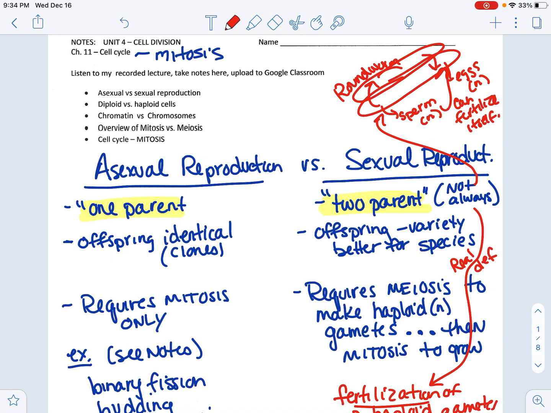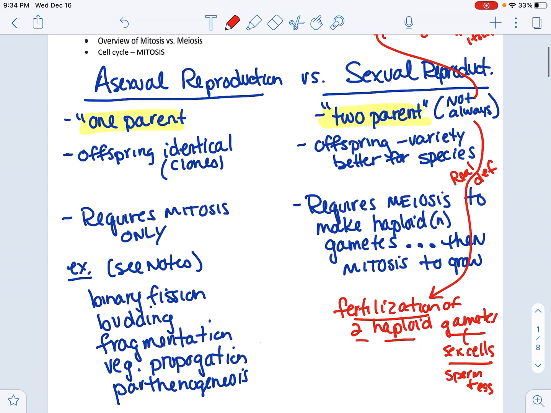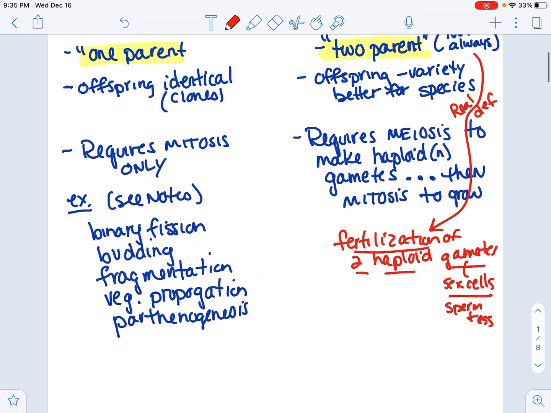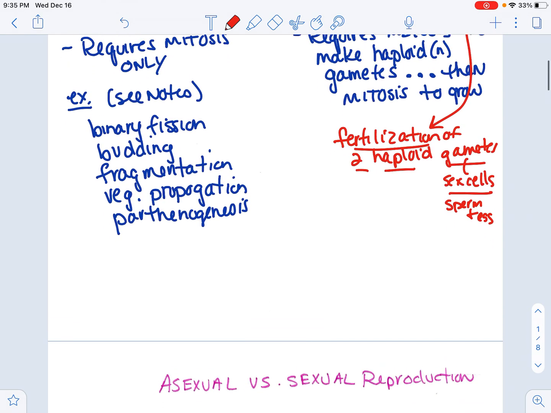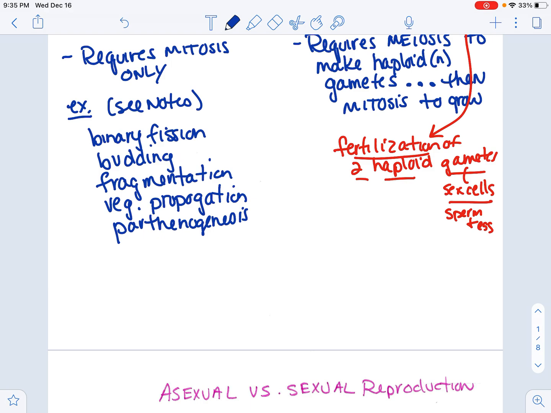I'm just giving you the overview of sexual versus asexual. And it has to do with the types of cell division that we're learning. We're learning about mitosis and meiosis, and those are involved in these two types of reproduction. So asexual reproduction, like I said, is one parent. Sexual reproduction is two parent. And for our example, let me see if I can draw a picture here. I didn't leave myself much room.